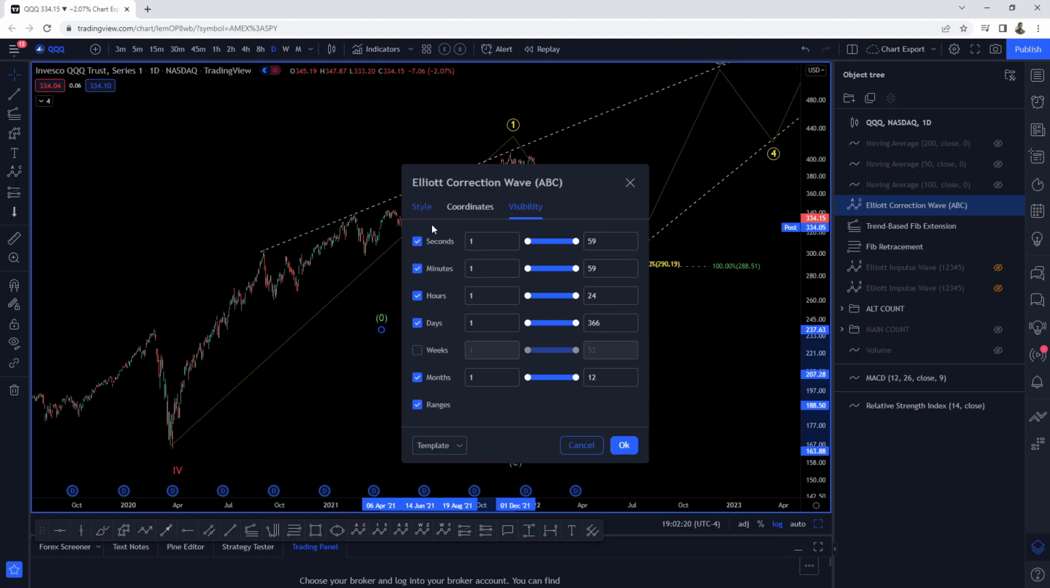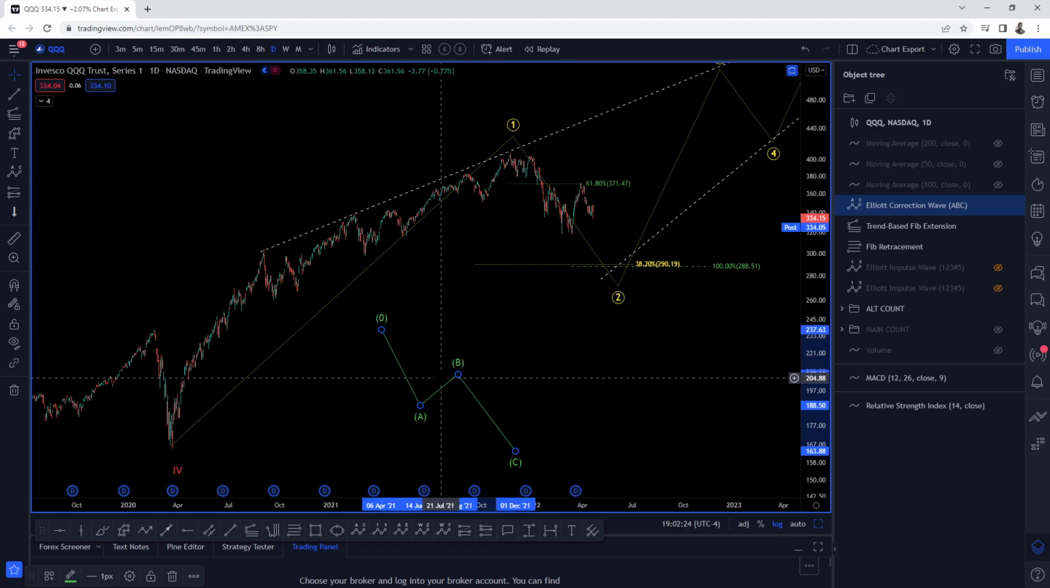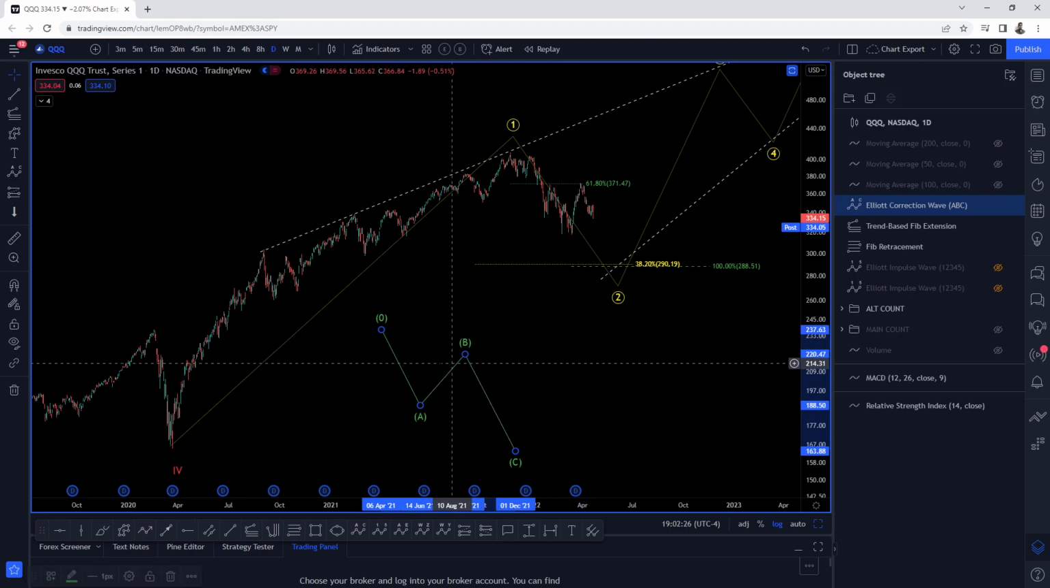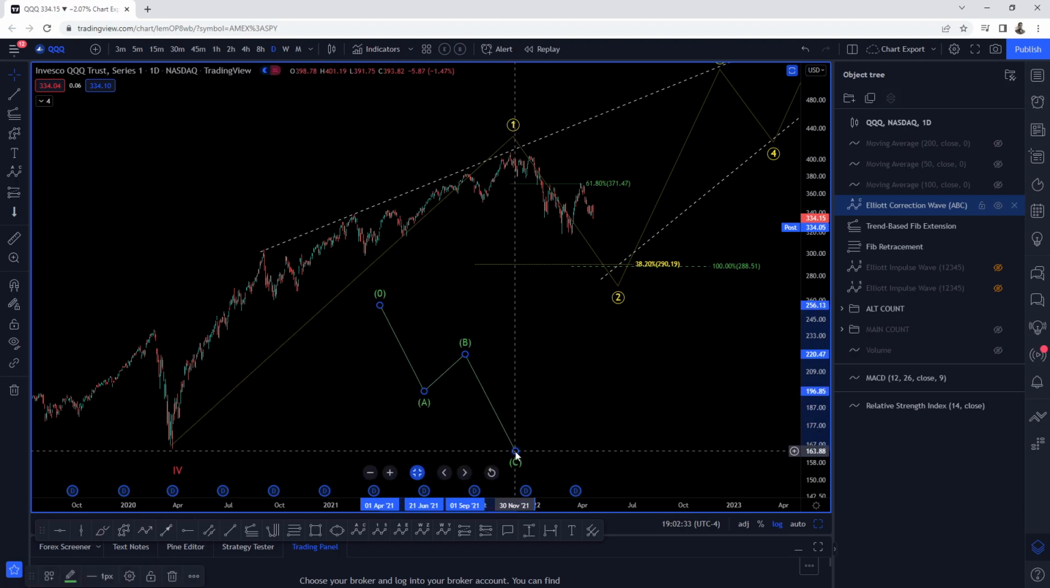Let me highlight this here. Oops, my apologies for that, guys, it was Siri. So zigzags are usually made up of 5 waves down in A, 3 waves up in B, and 5 waves down in C. So that's what it's looking like here at the moment.